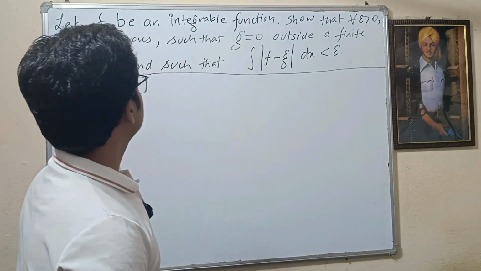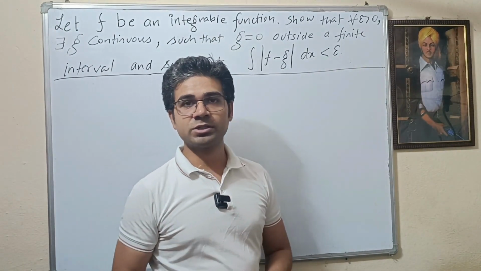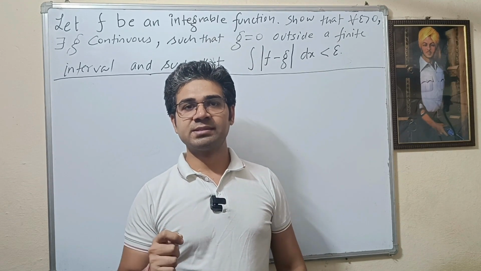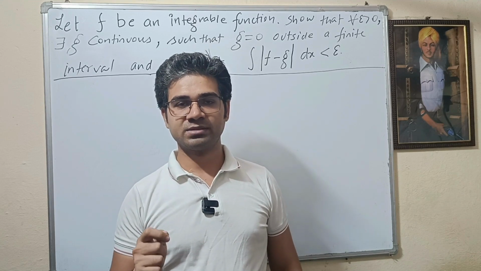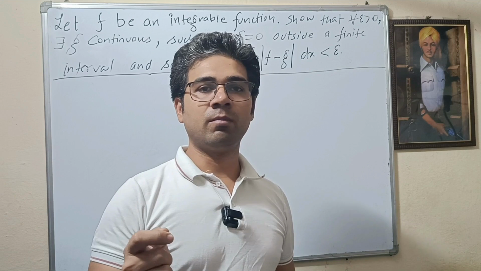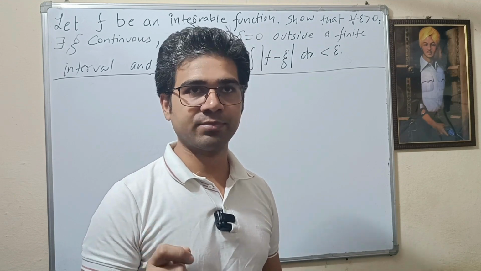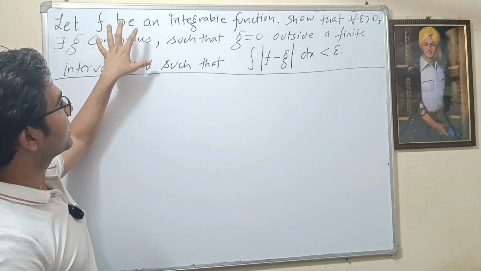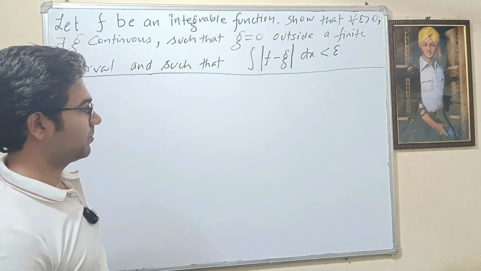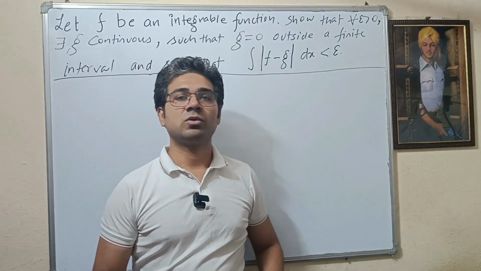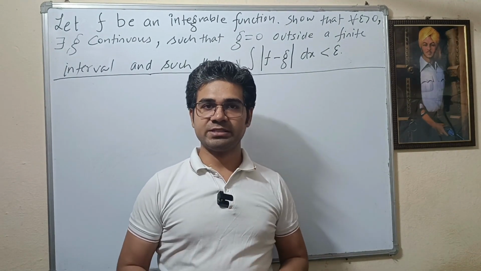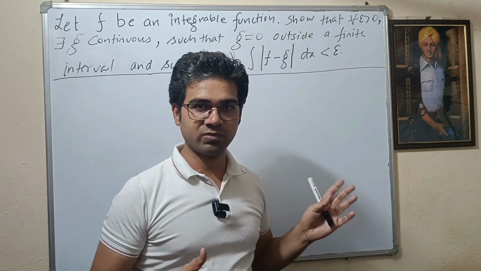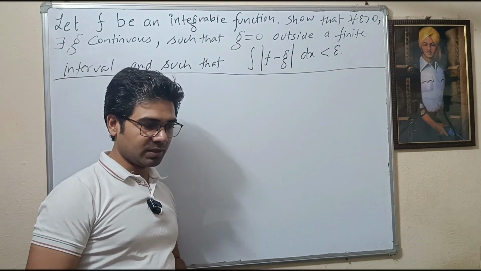The question is asking that suppose you have a function which is integrable over the real line. Then there exists a continuous function g such that the integral of mod of f minus g is less than epsilon. We only have the integrability of f. Now how will we show this? Firstly, I will tell you the strategy of what we are going to do, and after that we will formally write the proof in an organized manner.